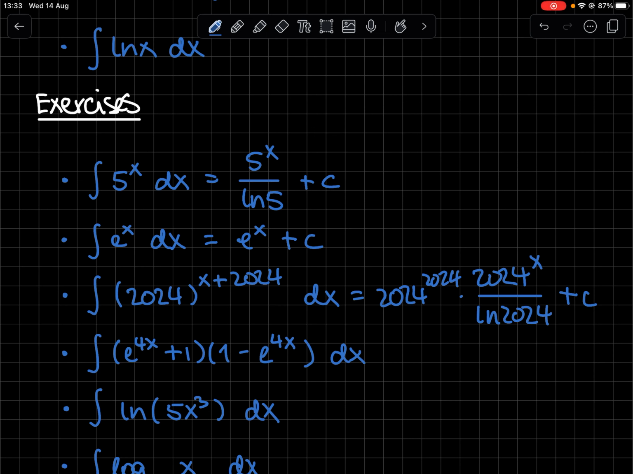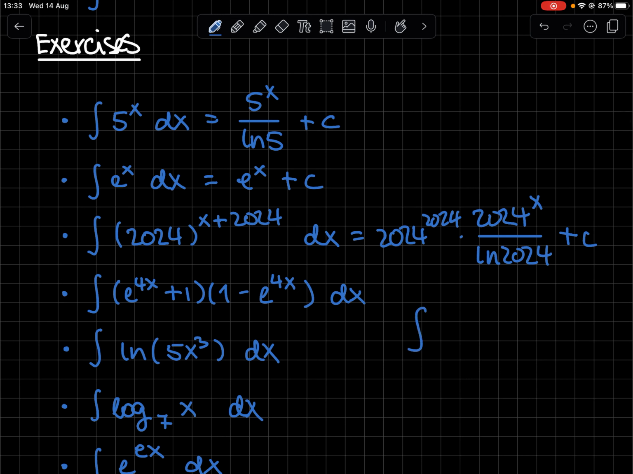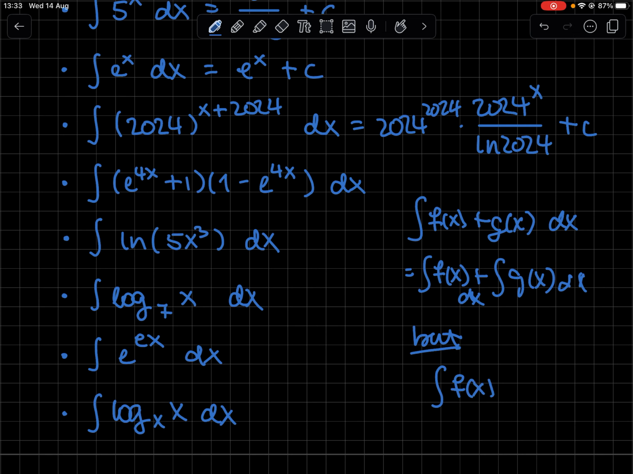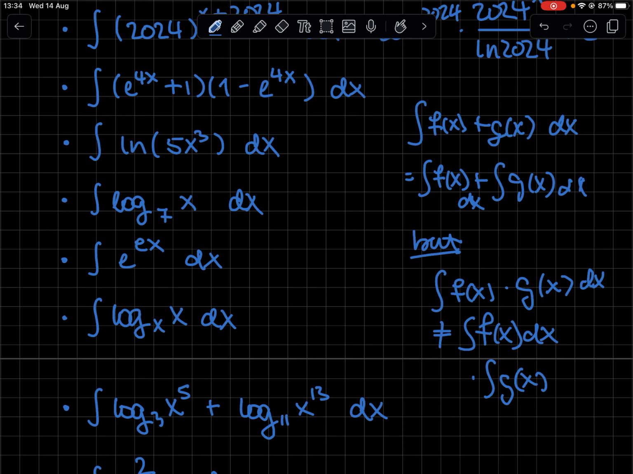Now, generally when you're dealing with integrals, you prefer sums and differences over products, because of the rule that the integral of f of x plus g of x dx can be broken down into the integral of f of x plus the integral of g of x, of course with dx's, but the integral of f of x times g of x is not necessarily equal to the integral of f of x dx times the integral of g of x dx, okay?